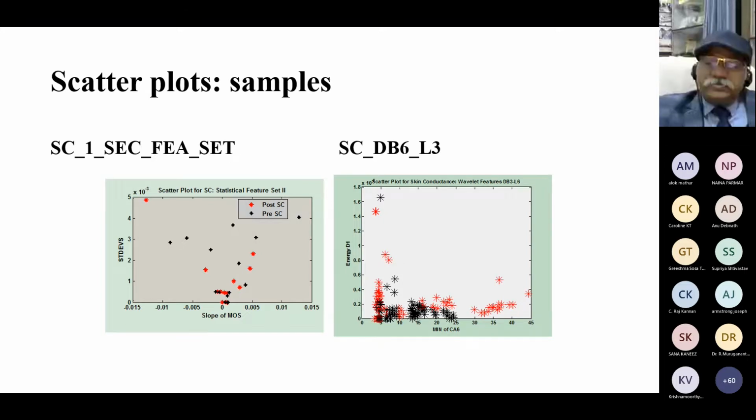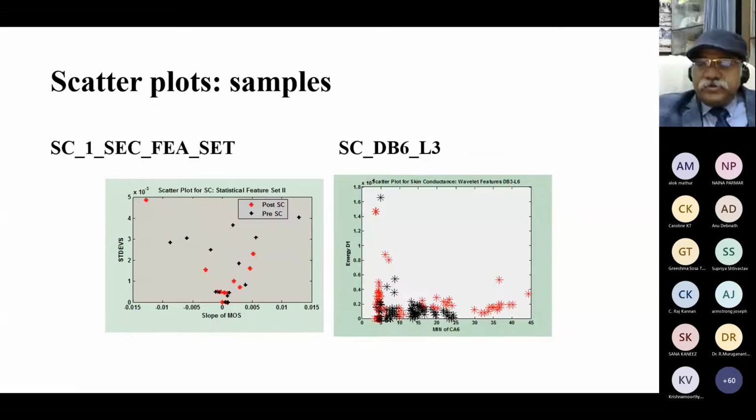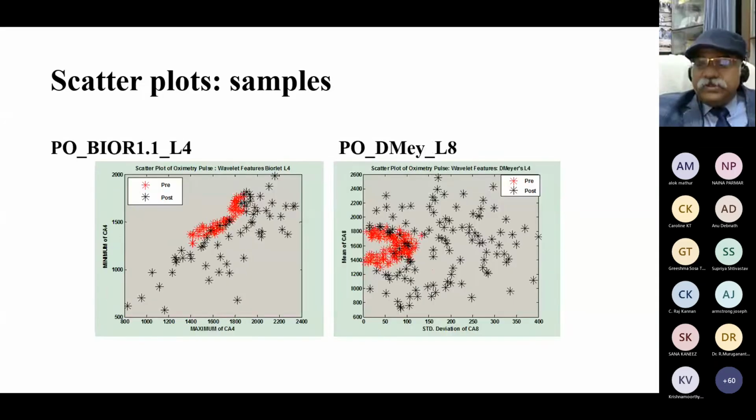So this is a representation like skin conductance 1 second feature set. Skin conductance Daubechies level 6, order 6, level 3 feature set, like that. So this is Bartlett kind of, these are just samples, scatter plots. Somewhere you are finding very good separation, somewhere you are finding not good separation. Like here, it's not a good separation. Here you are able to get good separation, rather very good separation.